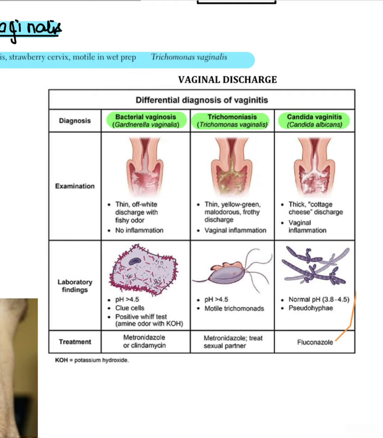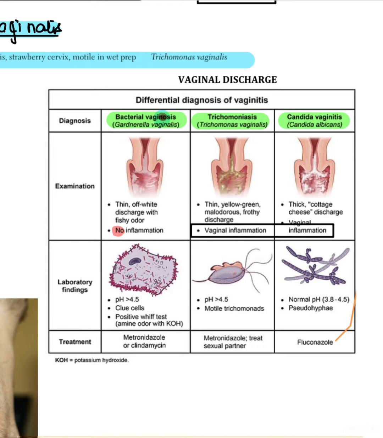Let's have a look at the color of discharge, guys. See, no more confusion for vaginosis. That is in the name only: they are giving "osis", meaning this will have no inflammation. No confusion. The rest do not have "osis" in their name, so inflammation would be present here.